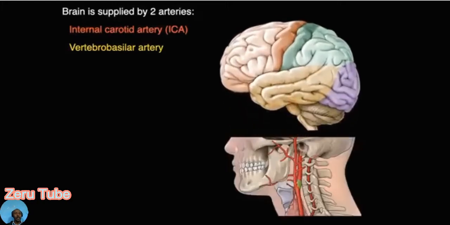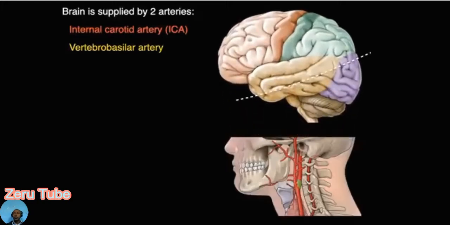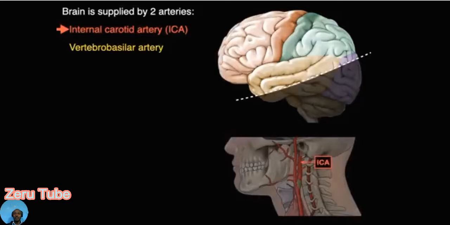So the brain is supplied by two major arteries, the internal carotid artery and the vertebral artery. We can draw a horizontal line that separates the two artery supply sites. Then we can classify the parts of the brain which are supplied by the internal carotid artery and the parts which are supplied by the vertebral basilar arteries.